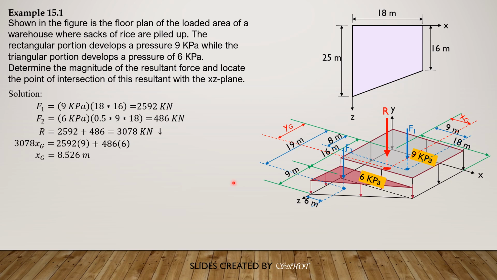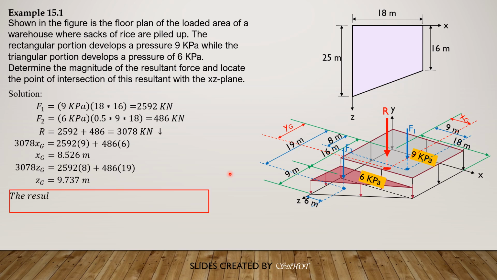Then moment about x, so R, which is 3078, times z sub z equals F1 times 8 plus F2, which is 486 times 19. So solving for z sub z, it is equal to 9.737 meters. So therefore, our answer is R is equal to 3078 kilonewtons downward, passing through the point 8.526, comma 0, comma 9.737 meters. So that's it for this problem.